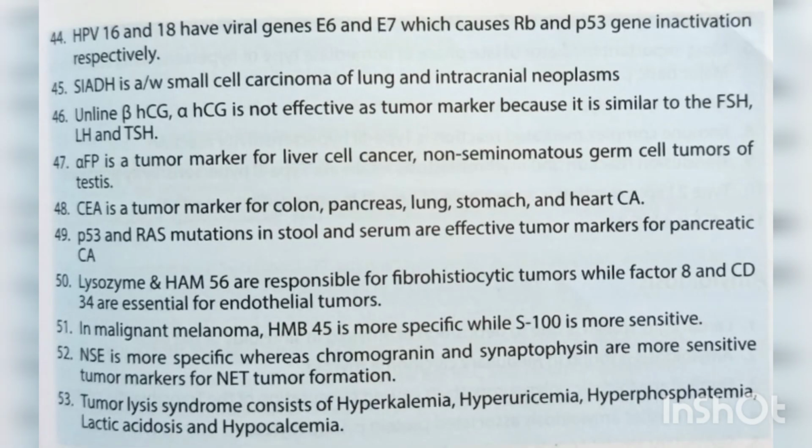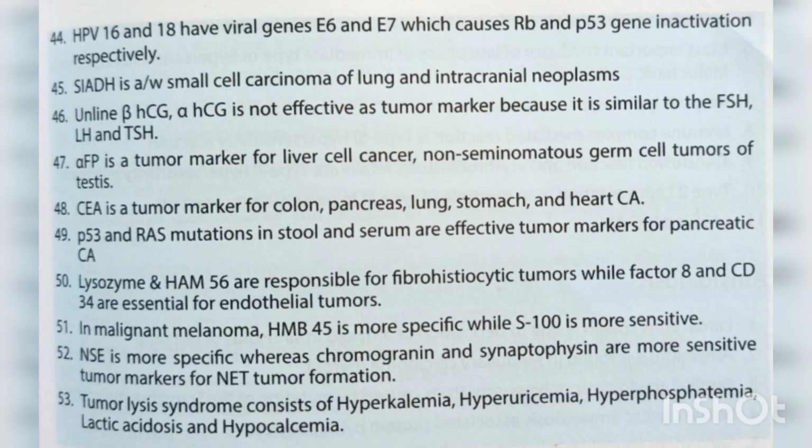HPV 16 and 18 have viral genes E6 and E7, which cause RB and P53 gene inactivation respectively. SIADH is associated with small cell carcinoma of the lung and intracranial neoplasms. Unlike beta HCG, alpha HCG is not effective as a tumor marker because it is similar to FSH, LH, and TSH. Alpha fetoprotein is a tumor marker for liver cell cancer and non-seminomatous germ cell tumors of the testis.